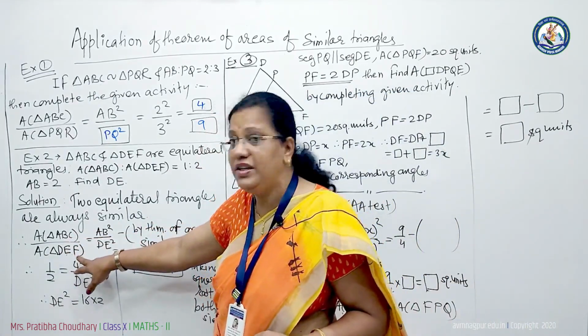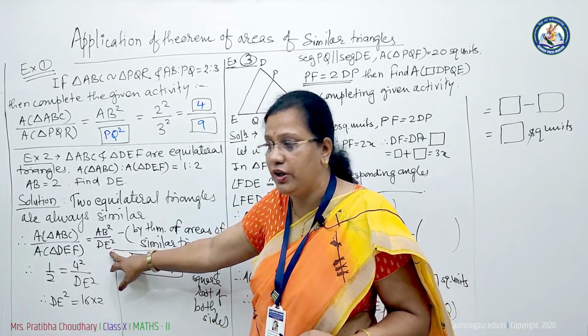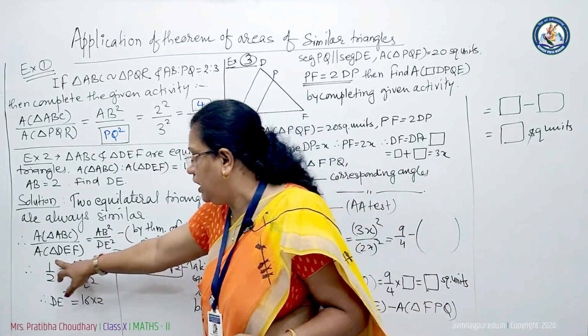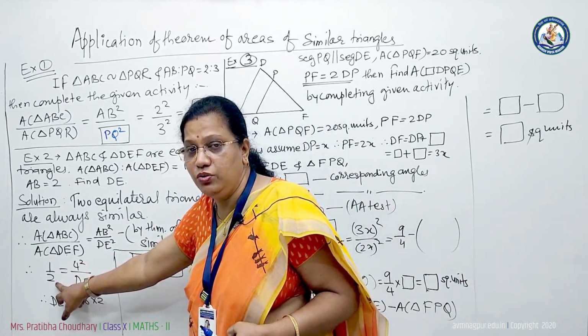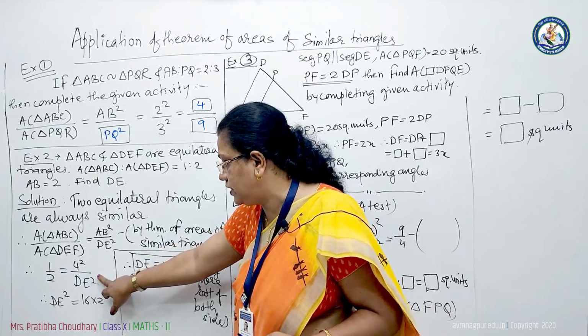Area of triangle ABC upon area of triangle DEF is equal to AB square upon DE square. AB is given to us. The ratio of the areas of the two triangles is 1/2. AB is 4, so square of that, and this is DE square.